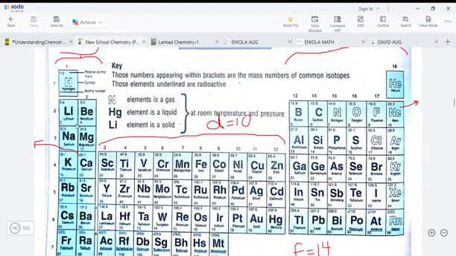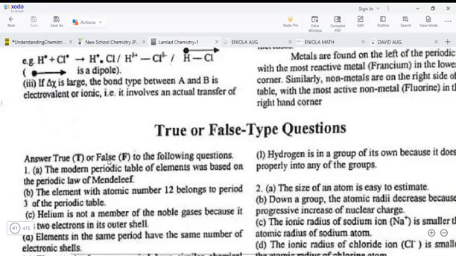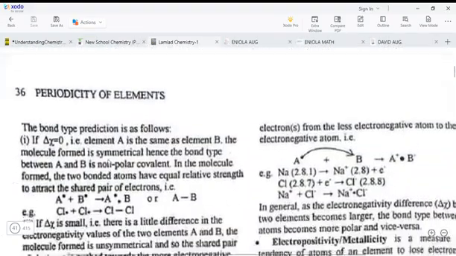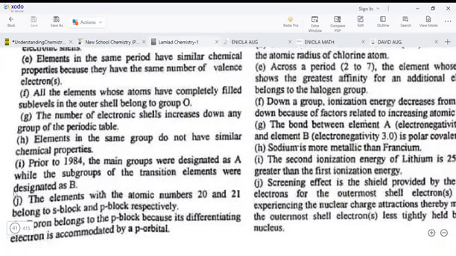So look at these ones that are on top, they are the A, while those ones that are down here, they are the B. So let's go back to where we are answering our questions. From where we stopped, prior to 1984, the main groups, all those groups, were designated as A. That means all those group 1, group 2 down to group 8, they are A. But the subgroups of the transition elements, those ones that are below, are designated as B.